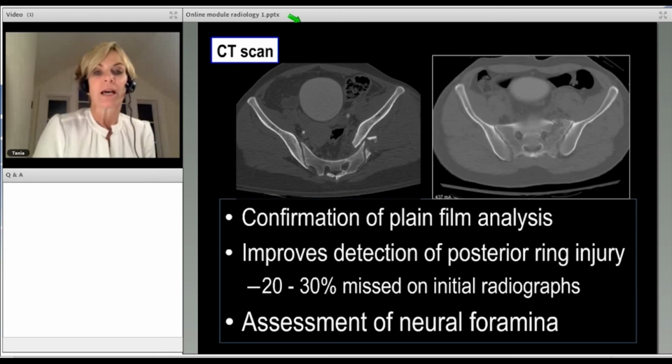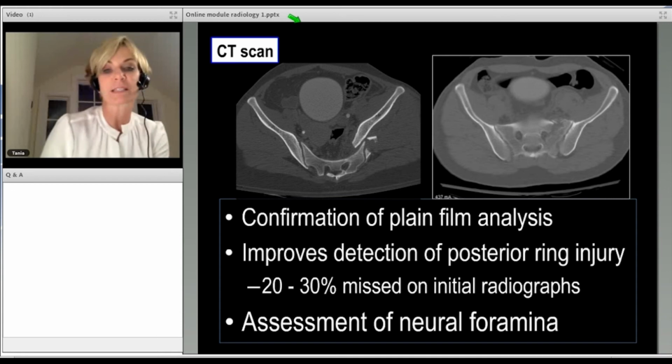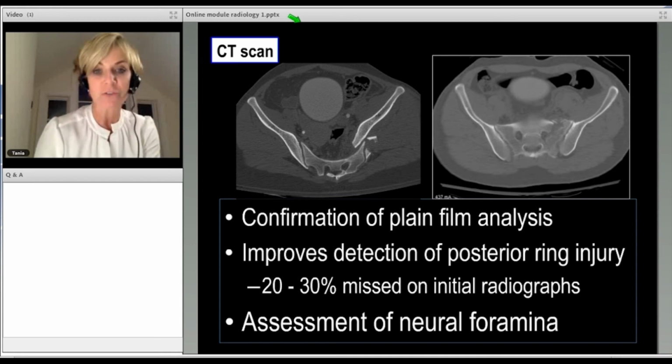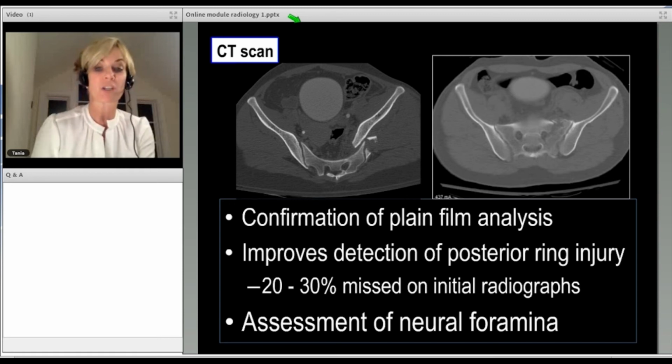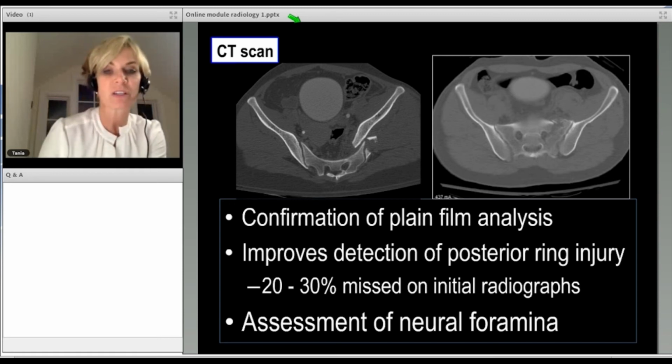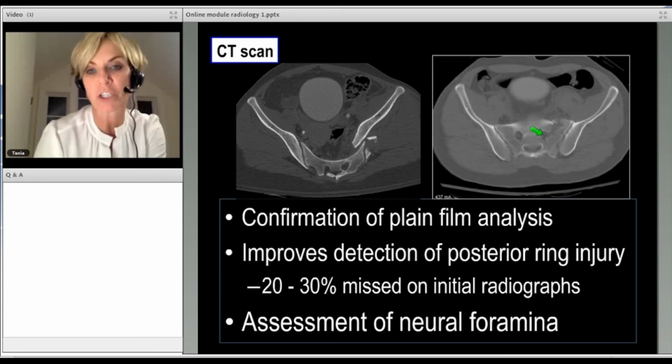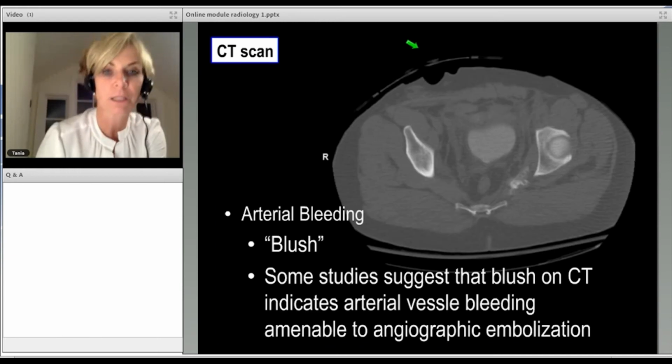A CT scan is always done to confirm our plain film analysis. This improves the detection of any posterior ring injuries, which maybe 20 to 30% are missed on evaluation of the plain films alone. It also gives us a great ability to assess the location of a sacral fracture with respect to the sacral foramina.